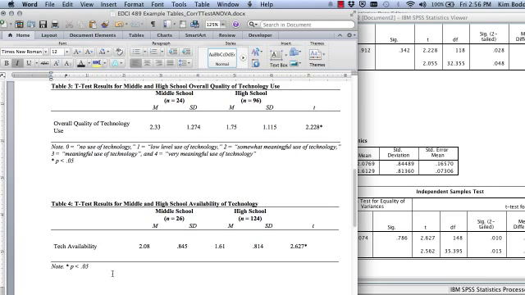So what does this tell me? This tells me again that there is a statistically significant difference between the availability of technology between middle school and high school teachers in my sample. So that is how you run, interpret, and then put results for a t-test into an APA table.